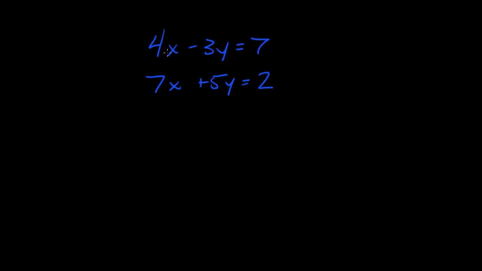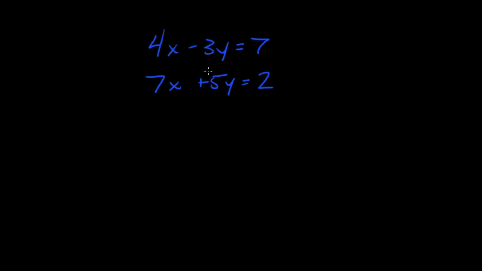So if I just added these together, I would get 11x plus 2y equals 9. Nothing canceled out here, so I can't do that. I need to make some changes to my equation, my system, so that things will cancel out. So I'm going to look at the y's first, because that's negative and that's positive. So that means if I added them together, they're sort of ready to cancel each other out.